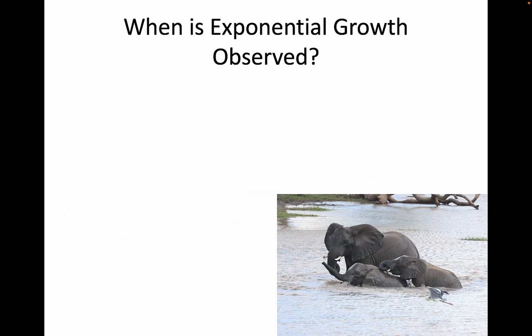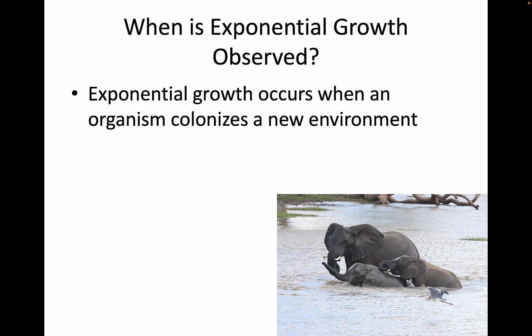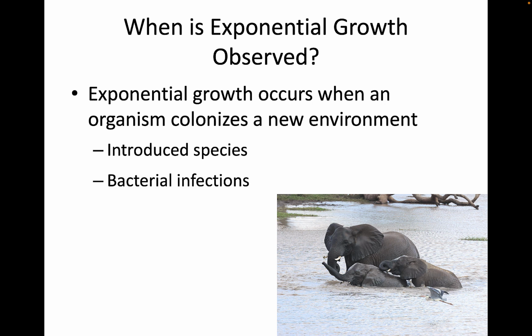So when is exponential growth observed in organisms? Well, we find it in a variety of situations. One is that when organisms colonize new environments, such as weeds growing in a vacant lot, you will see exponential growth in that type of population. The other is introduced species colonizing a new environment, or bacterial infections colonizing your body.